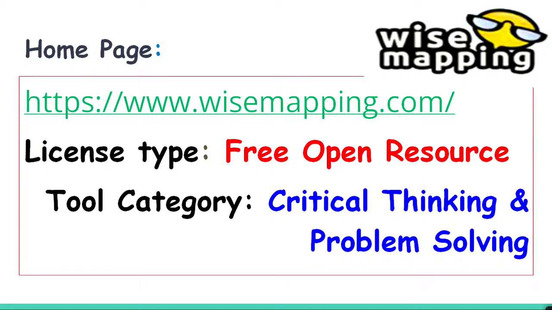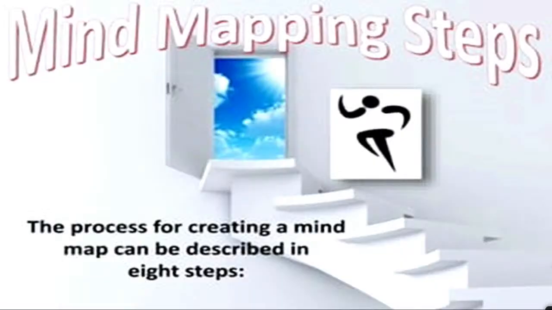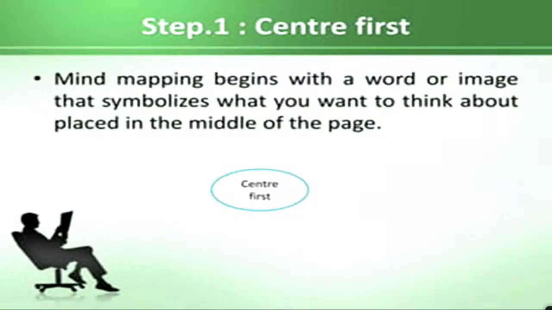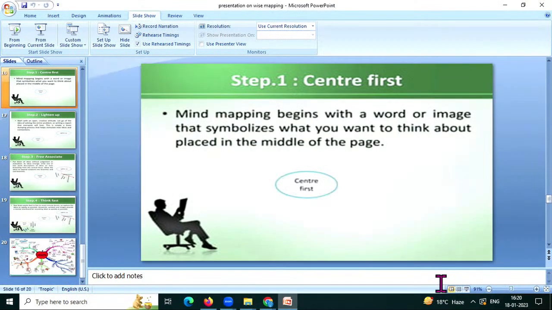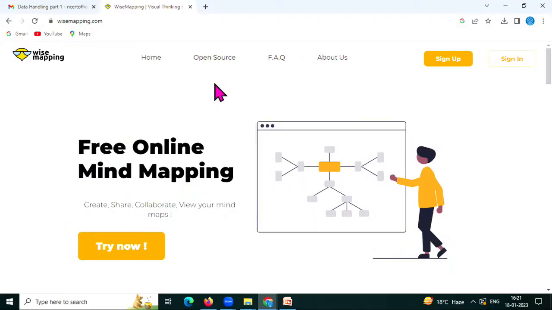Now I will show. This is the web page, http://www.wisemapping.com. License type is free and open source. Anyone can make their mind map, any student or any teacher. It is totally free. The category is to develop critical thinking and problem solving. Then mind map steps. Then I will show you how to make the mind map. See, this is the web page. It is a free online mapping.